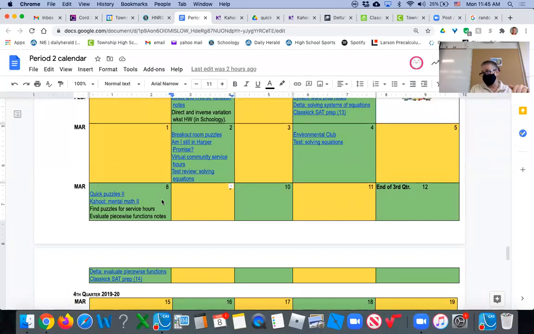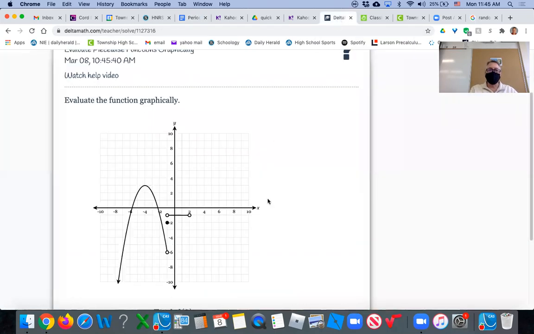So for your notes for today, it's just going to be primarily off of Delta Math, okay? What I'm going to do, and the reason I'm doing this, is because we're going to be looking a lot at graphs, and it's just easier to not have to redraw all those graphs for you guys.